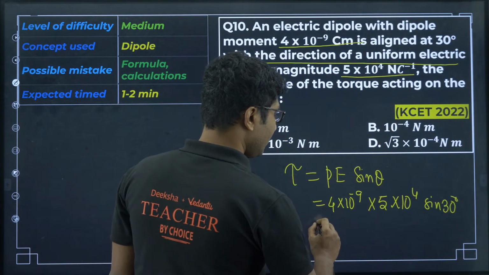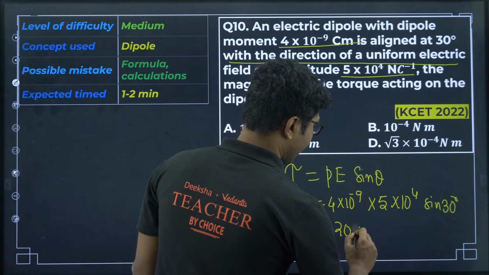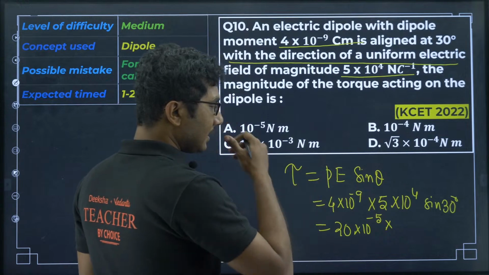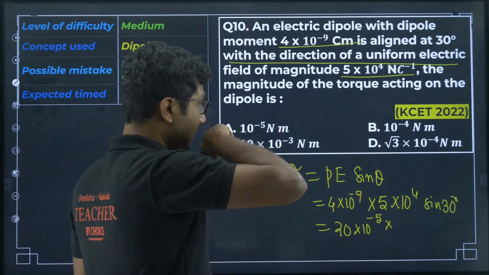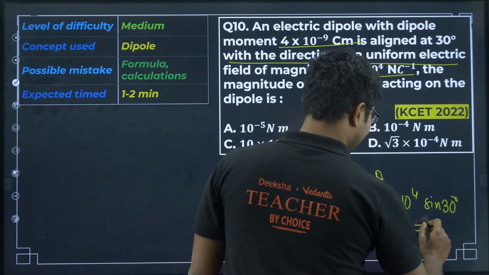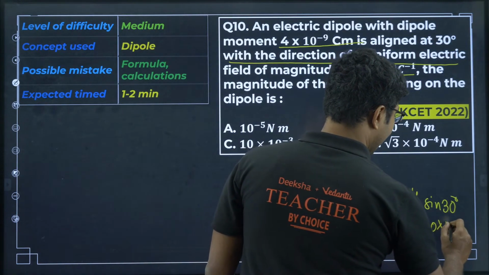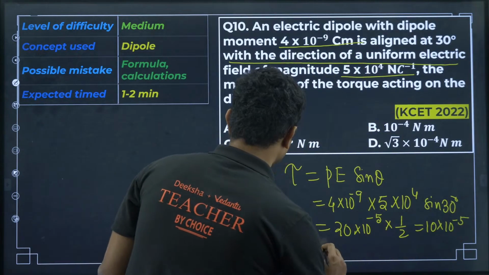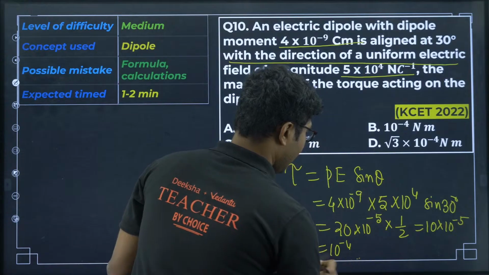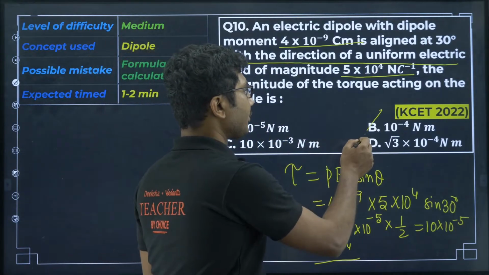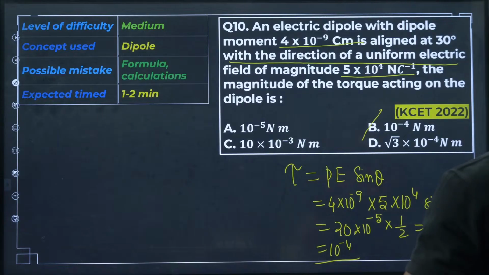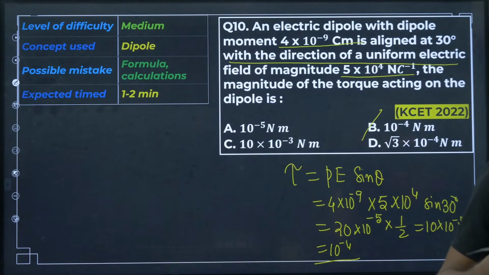So 20 into 10 to the power of minus 5 and sin 30 means 1 by 2. So it will be 10 into 10 to the power of minus 5, or it will be 10 to the power of minus 4. So the answer is option B. If you have solved it, 10B is the answer, not 10A.